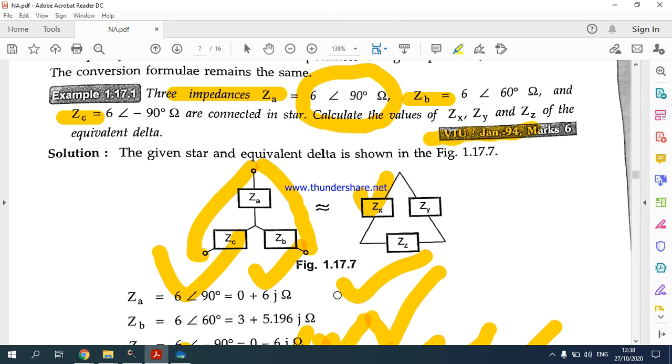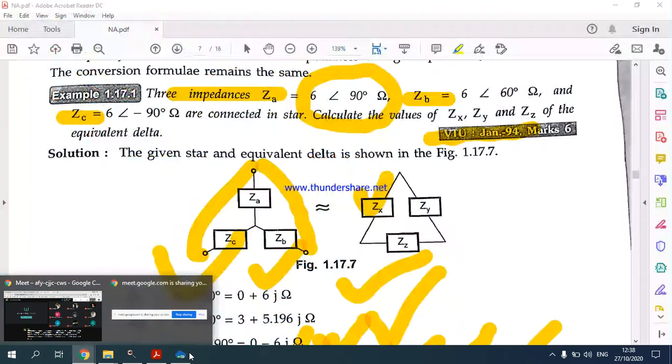Okay, if you have any difficulty in this concept, in this problem, you can ask me so that I can solve it. If you don't have any difficulty, then also tell me so that I can move to the next problem. So, another okay, tell me.